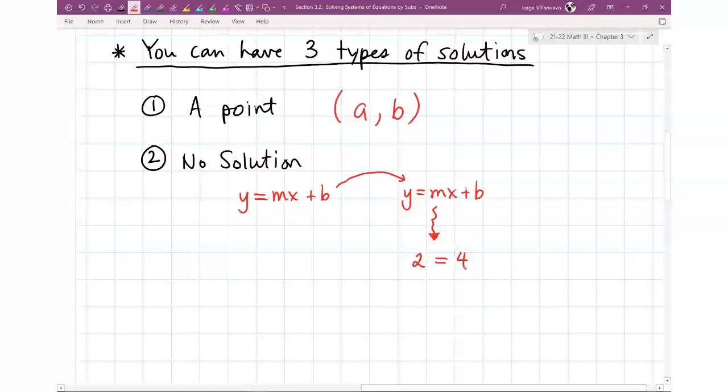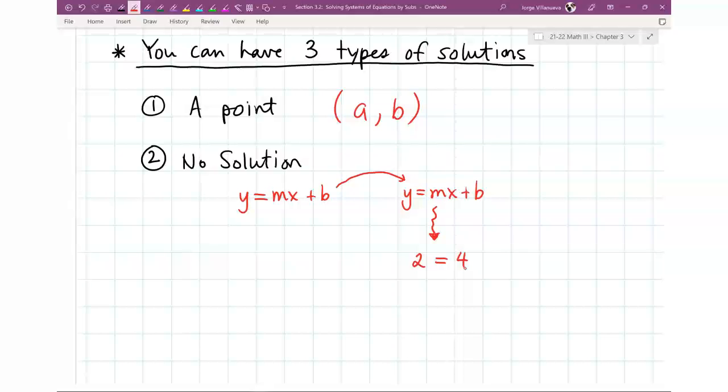Like when I was done with everything, I ended up with a statement like that: 2 equals 4. Well, that's not true, right? That's false. So when you're doing substitution and you're doing your work, and at the very end you get a false statement, not x equals 5, not y equals 3, but you get 1 equals 7, 2 equals 4, negative 3 equals 8, and you're like, that's not true.